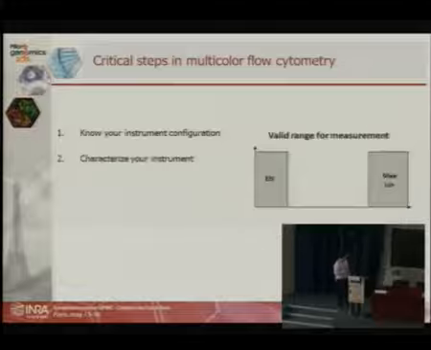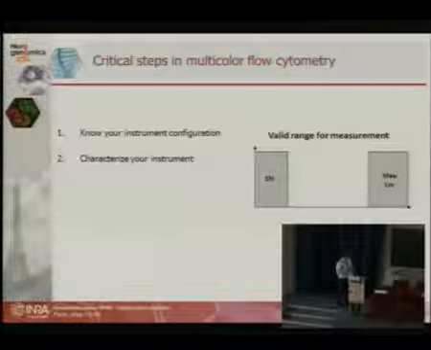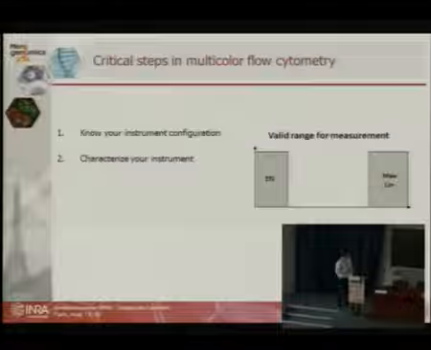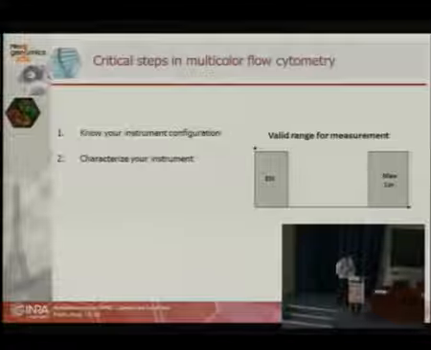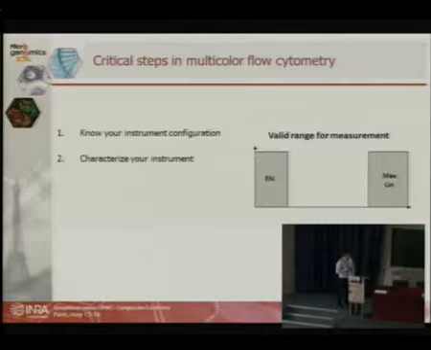Then you have to characterize your instrument. We see lots of mistakes because people actually don't work in the valid range of measurements. So for each individual PMT, so photomultipliers, you have one zone which is the dark zone, where you have the electronic noise, so the measurement will not be accurate.